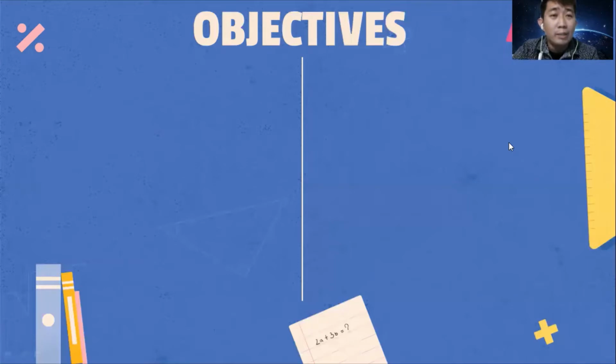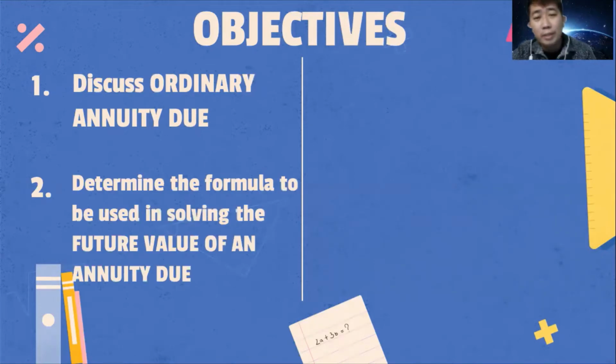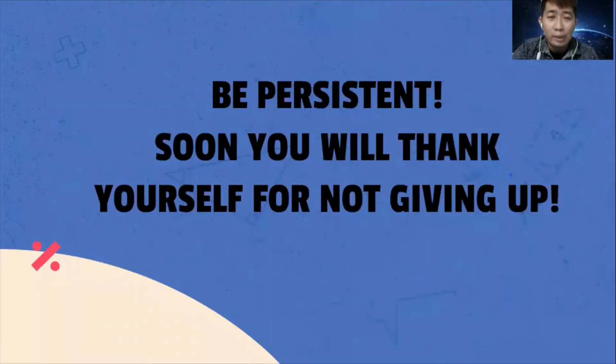So what are the objectives of this lesson? Number one, discuss ordinary annuity due. Number two, determine the formula to be used in solving the future value of an annuity due. Number three, solve the future value of an annuity due. Always remember, be persistent. Soon you will thank yourself for not giving up.